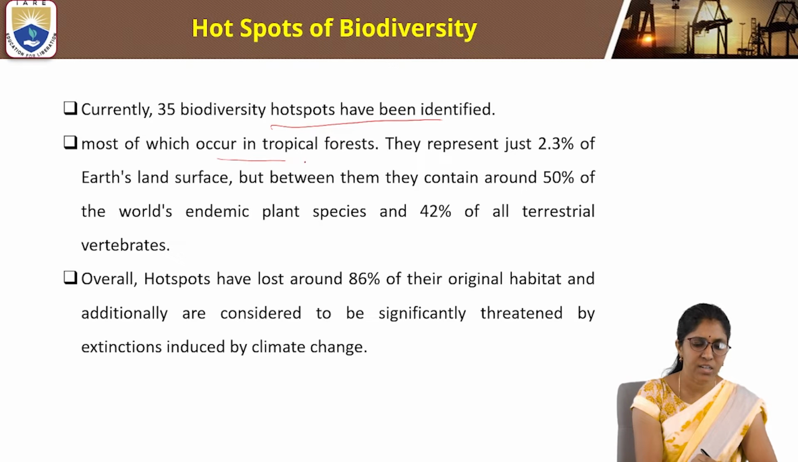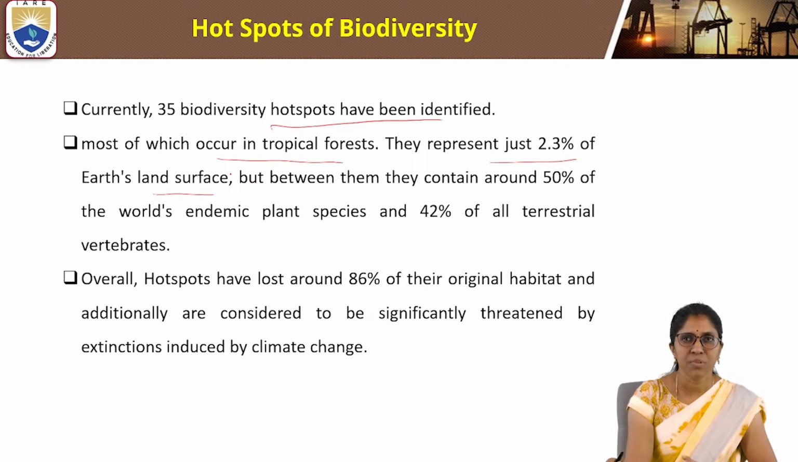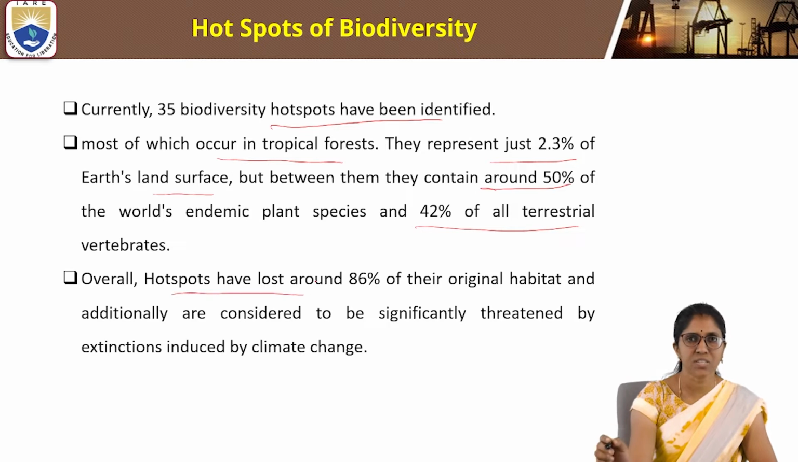Most of these occur in tropical forest. They represent just 2.35% of Earth's land surface, but between them they contain around 50% of the world's endemic plant species and 42% of all terrestrial vertebrates. Overall, hotspots have lost around 86% of their original habitat, and additionally, these are considered to be significantly threatened by extinctions induced by climate change.